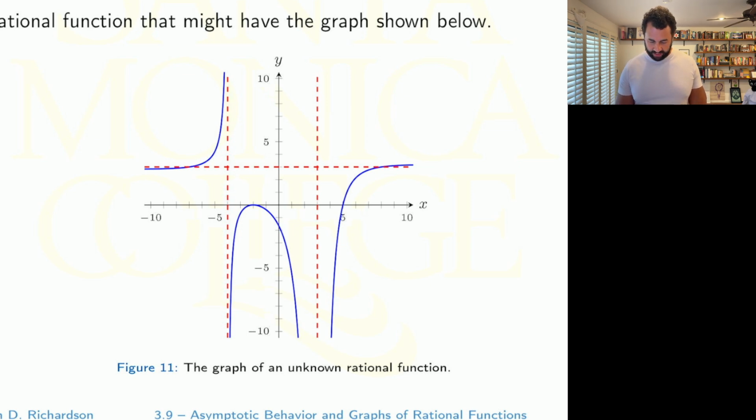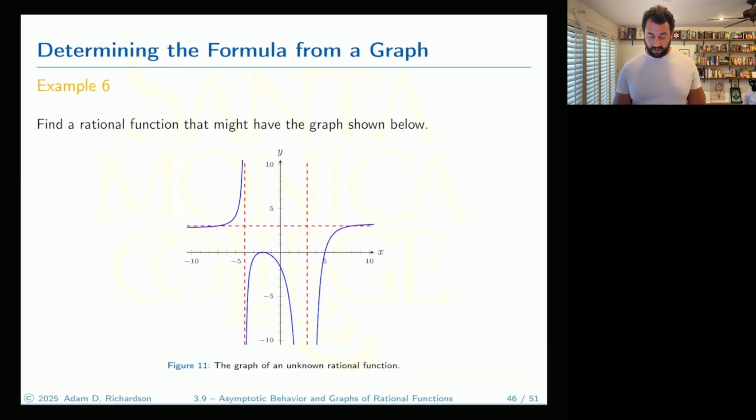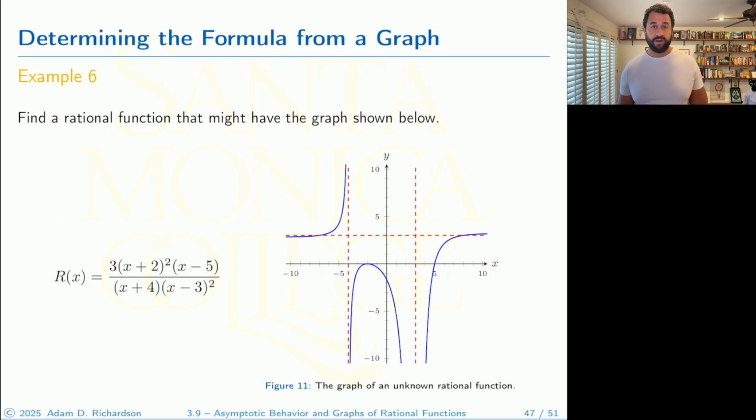What else? Oh, we've got an x-intercept right here at -2. We've got another x-intercept here at 5. And frankly, just with that information, that's enough to get a rough formula for it. Here we go. Here's the formula I came up with. Yours might be a little bit different. Maybe another note I'll say is you don't need to write it in standard form. You can leave it in factored form.